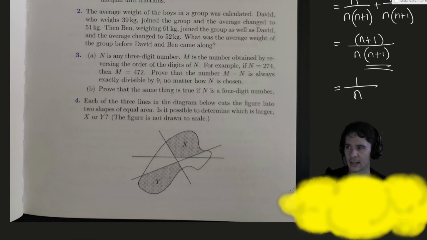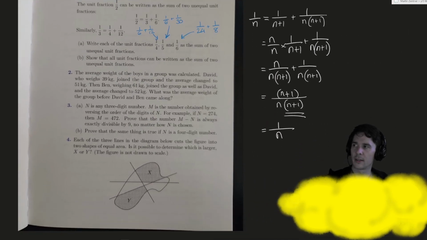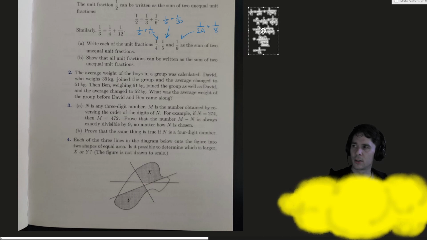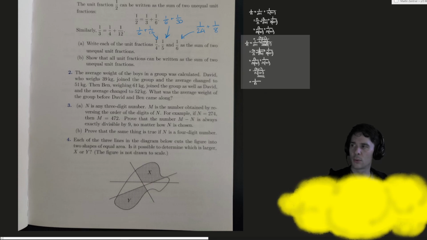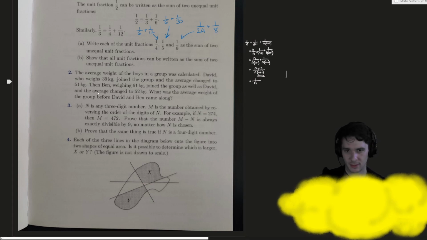This is exactly what we were hoping to find. We were hoping to show that all of this would end up simplifying to being equal to 1 over n. So no matter what number n is, we can show that there will always be two unequal unit fractions, which are defined by 1 over n plus 1 and 1 over n times n plus 1, where the sum of them is equal to 1 over n. That was fun.